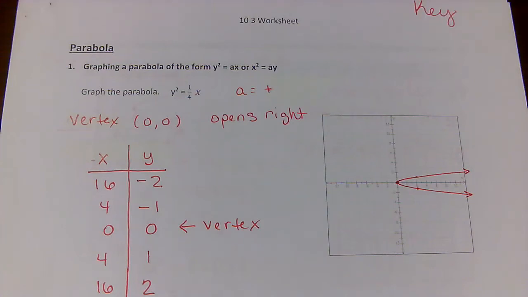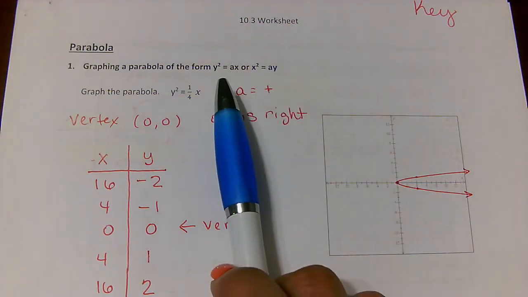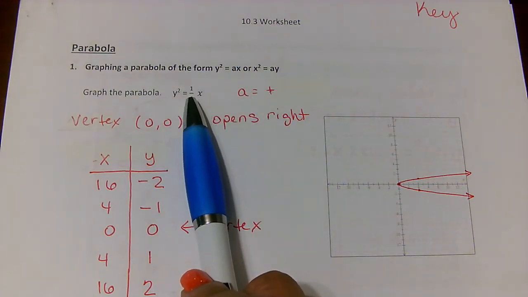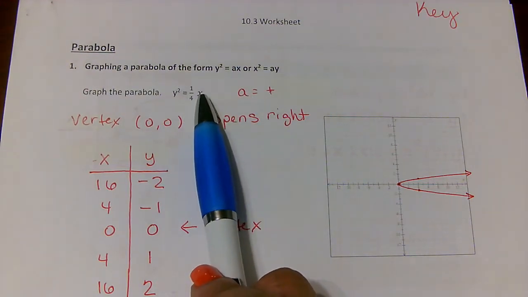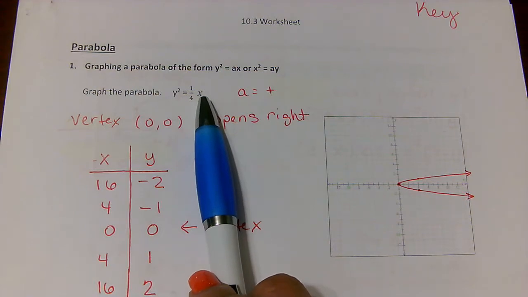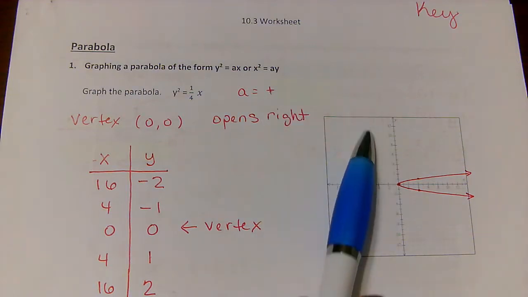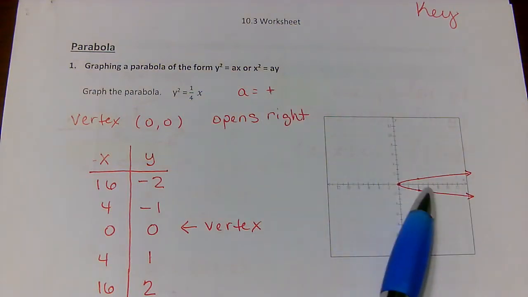In this video, we'll be covering the 10.3 worksheet on parabolas. Number 1 states to graph the parabola in this form. The first thing we want to do is identify that our a is the number before our variable x here. Our a is positive, which means it's going to open either up or to the right.